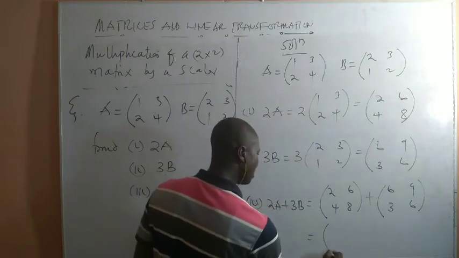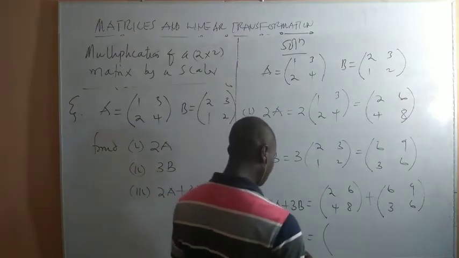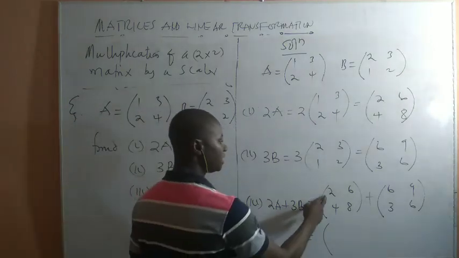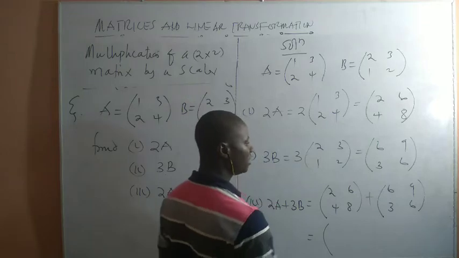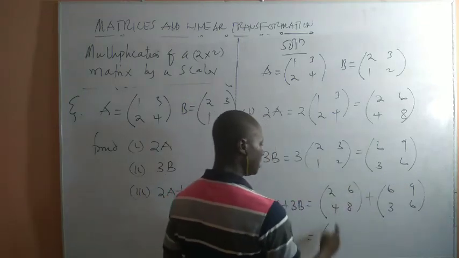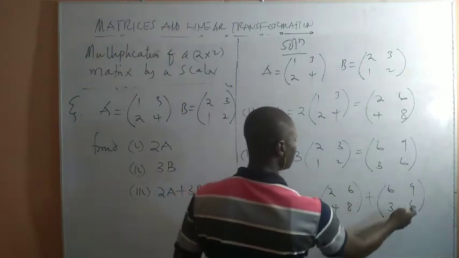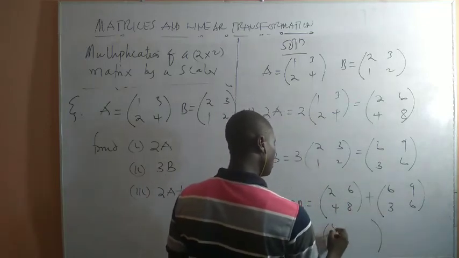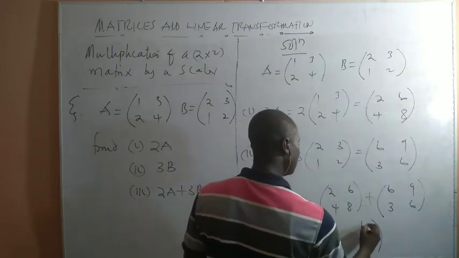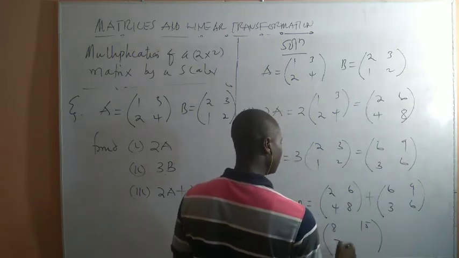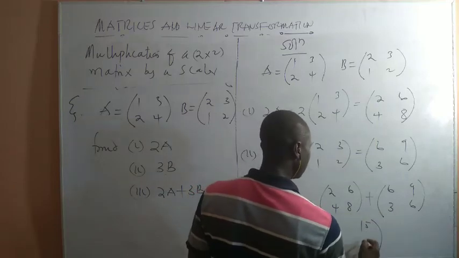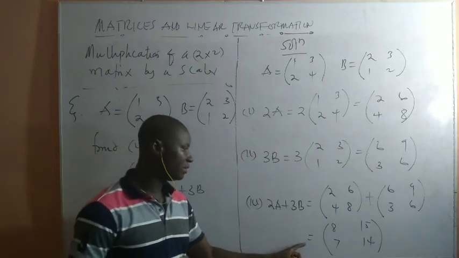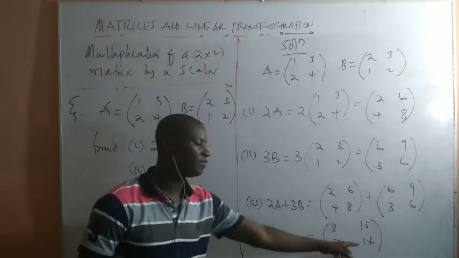And now here we know how to add matrices together. When we are adding 2 by 2 matrices together, we add the corresponding entries. So the first element is added to the first element here, the second element is added to the second, the third to the third, and the fourth element is added to the fourth element here. So this will give us 2 plus 6 will give us 8, 6 plus 9 will give us 15, 4 plus 3 will give us 7, and 8 plus 6 will also give us 14. So it means that our 2A plus 3B is equal to 8, 15, 7, 14.